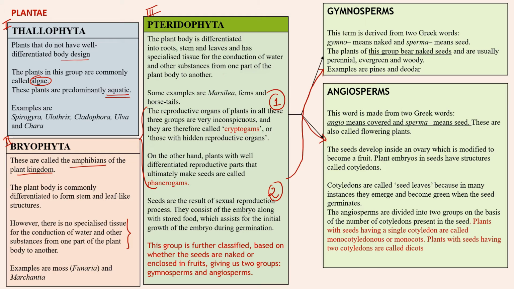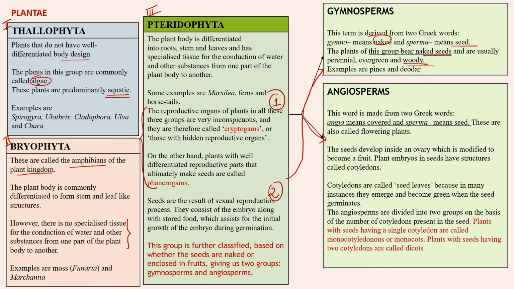Now gymnosperm, this word is derived from the Greek words gymno meaning naked and sperma meaning seed. So with these two words, the complete word gymnosperm has arisen. The plants of this group bear naked seeds and they are usually perennial, evergreen and woody. So pines and deodar seeds are naked and they are woody. They do not need any kind of protection, and that's why they are from the gymnosperms family.